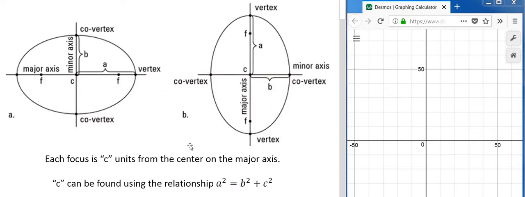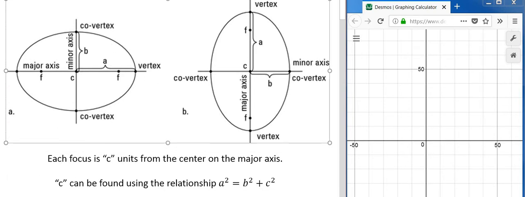Okay, I would encourage you to pause the video right now and sketch these out in your notes and label all the parts they've got here. There's quite a bit going on, okay? So I'd encourage you to pause and sketch these out so we can talk about them, all right? So, in our ellipses, we've got a lot going on.